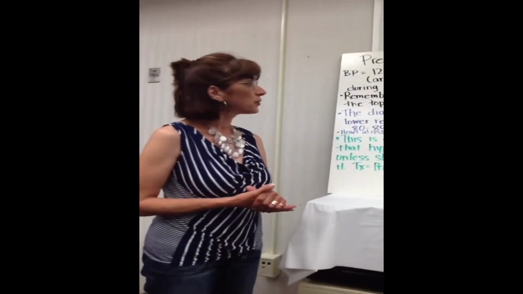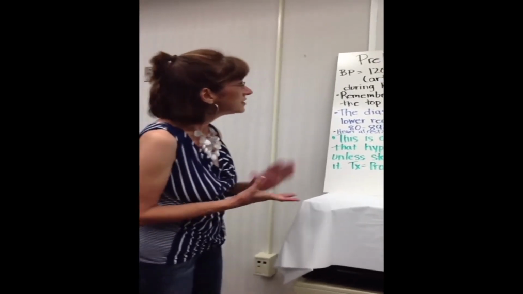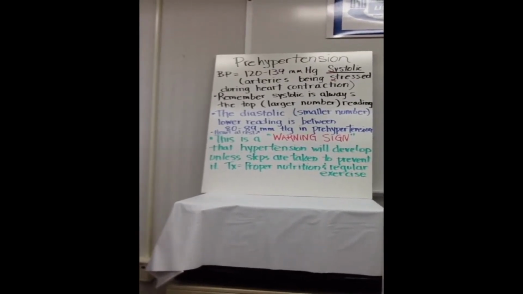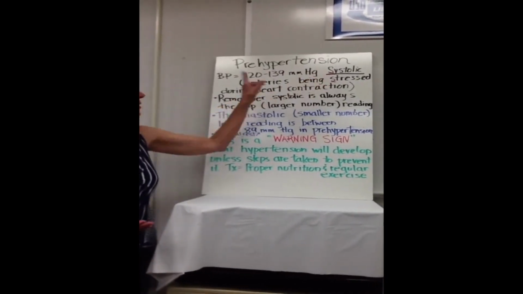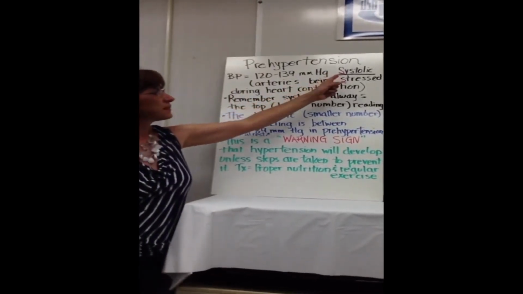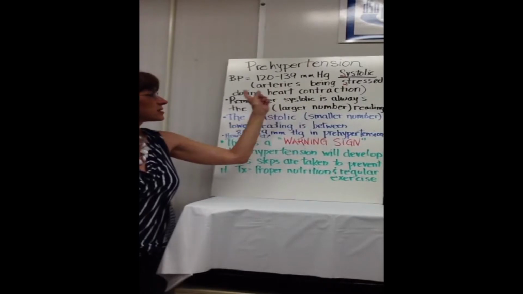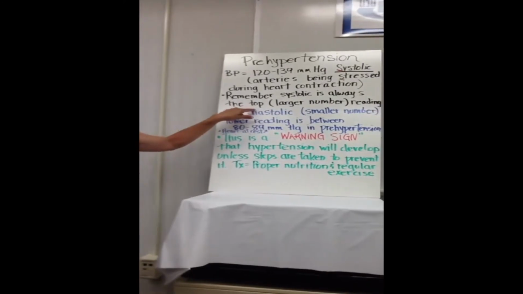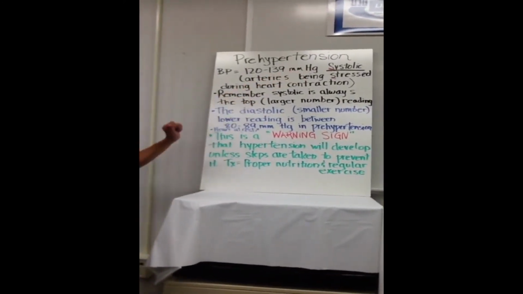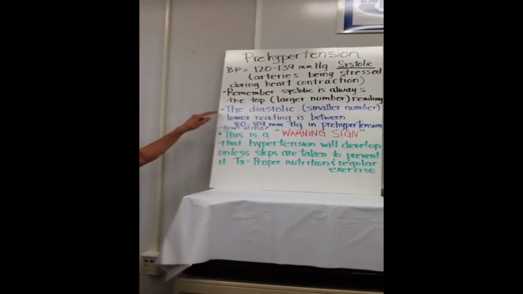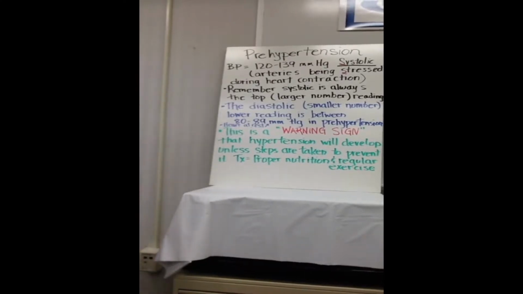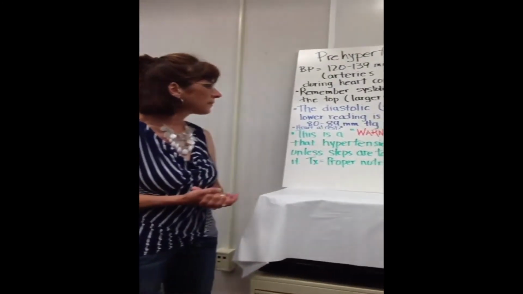Okay, now we're going to discuss prehypertension, and this is a condition where the blood pressure again is 120 to 139 millimeters of mercury for the top reading or the systolic reading. And remember, I want to clarify that the systolic means the heart and the arteries are being stressed during the heart contraction phase. And it's always the top reading. The systolic will always be the top number. The diastolic, or smaller number reading, is between 80 and 89 millimeters of mercury in prehypertension. And again, this is the heart in the resting phase, so that's what diastolic means, the heart at rest.